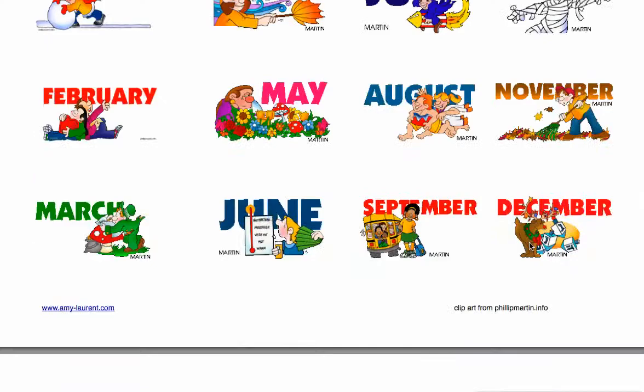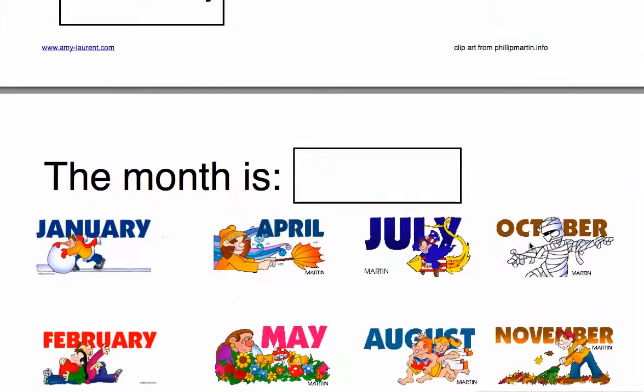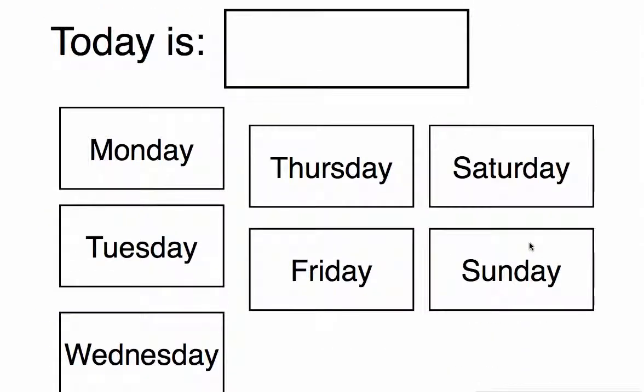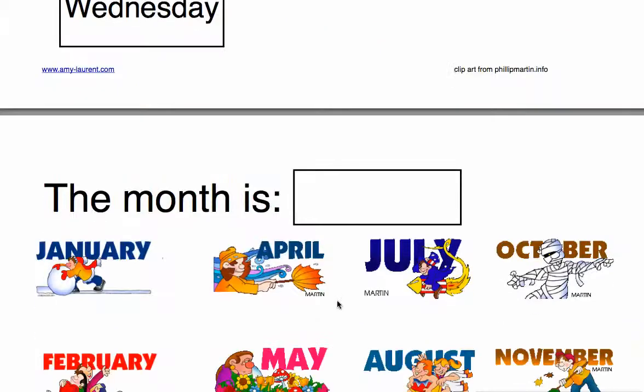Calendar time can be used in several different ways. It can be used just as a simple visual for a child to follow along. It can also be used for children who are able to manipulate Velcro tabs. You can make a second set of words for the days of the week or the months of the year, and the child could make the appropriate selection and move it into the box at the top.